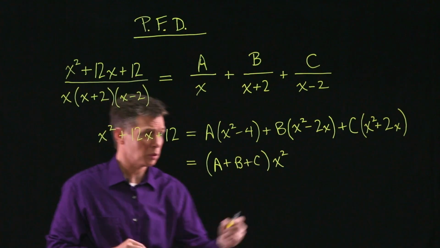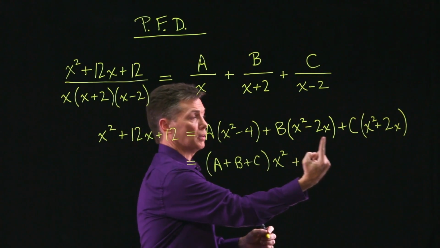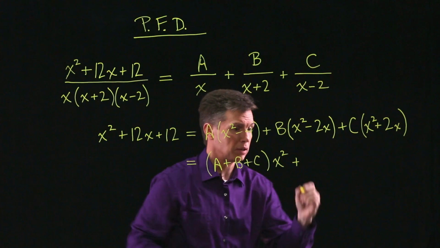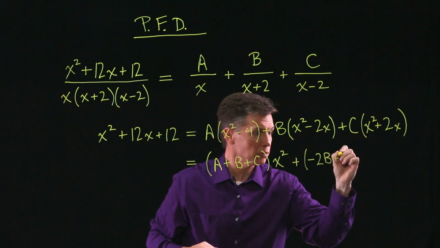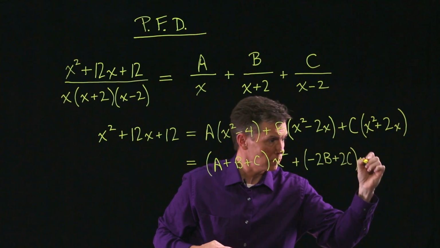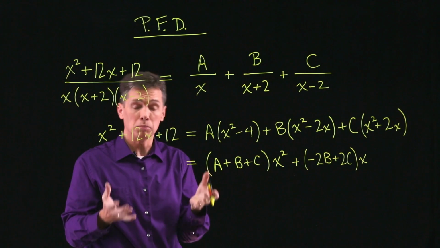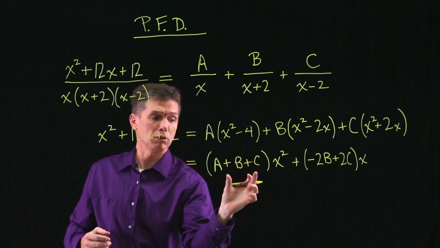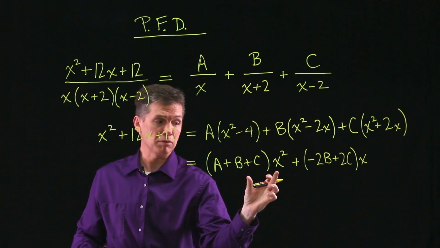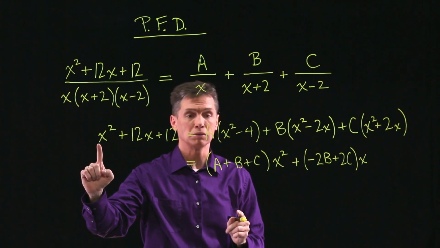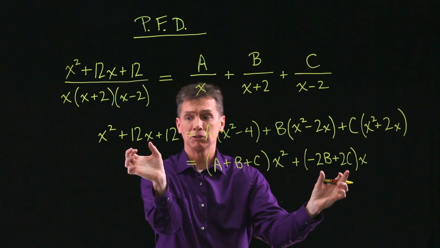And I'll do very similar work with my x, looking at minus 2bx and plus 2cx. Let's write that in parentheses as minus 2b plus 2c times x. A little bit more to go, but you see my thinking here is I'm going to do my balancing act in a minute. A plus b plus c is how many x squareds I have over here, and I need that to balance with the 1x squared that's over here. Minus 2b plus 2c is how many x's I have over here. I need that to balance with the 12.